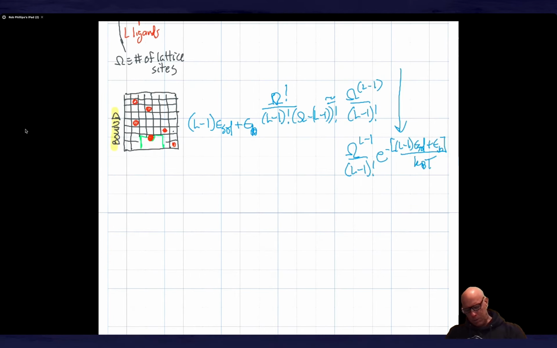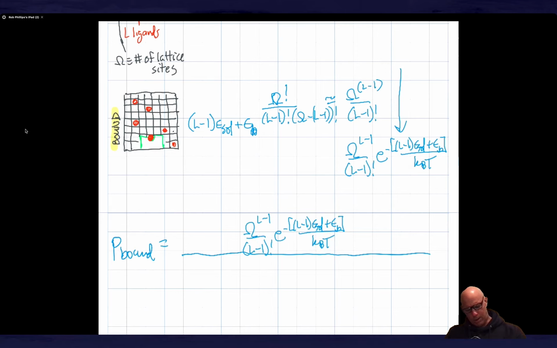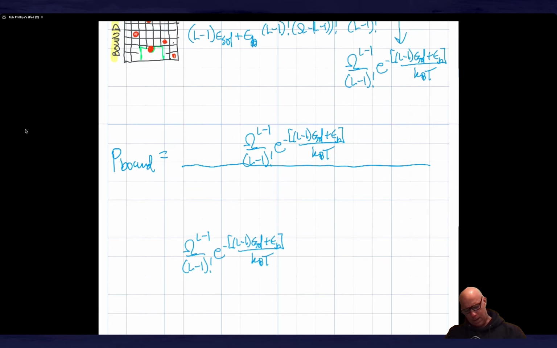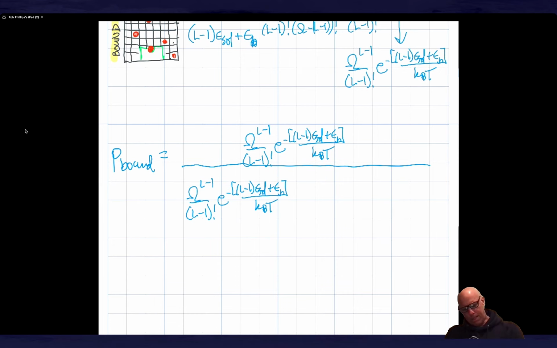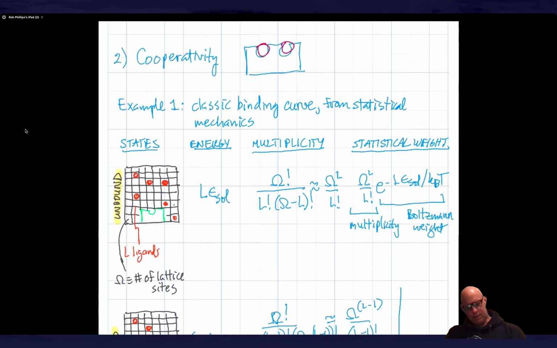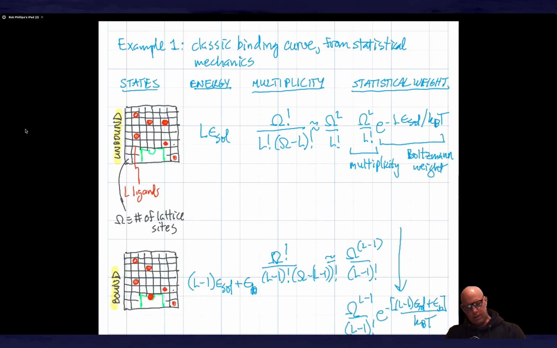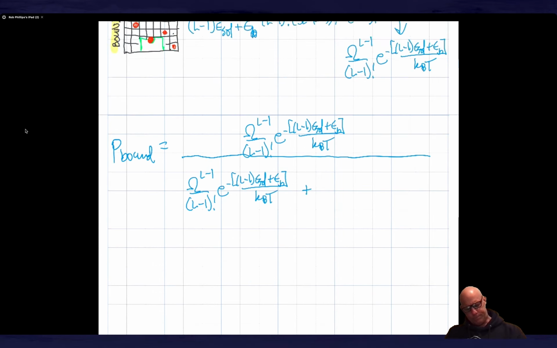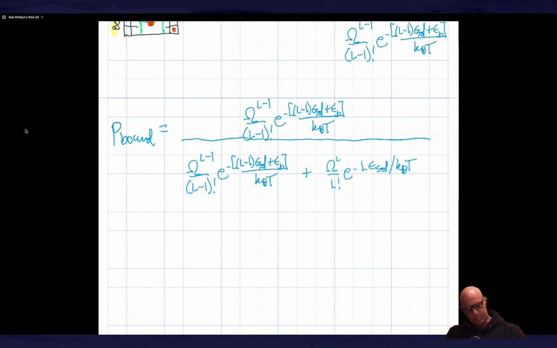Now, let's say I want to compute p bound, the probability of the bound state. How do I do that? Well, I take the statistical weight of the bound guys, and I put it in the numerator, and then in the denominator, I take that weight plus I take the statistical weight of the unbound states, and I add them all together. So that's what p-bound is.